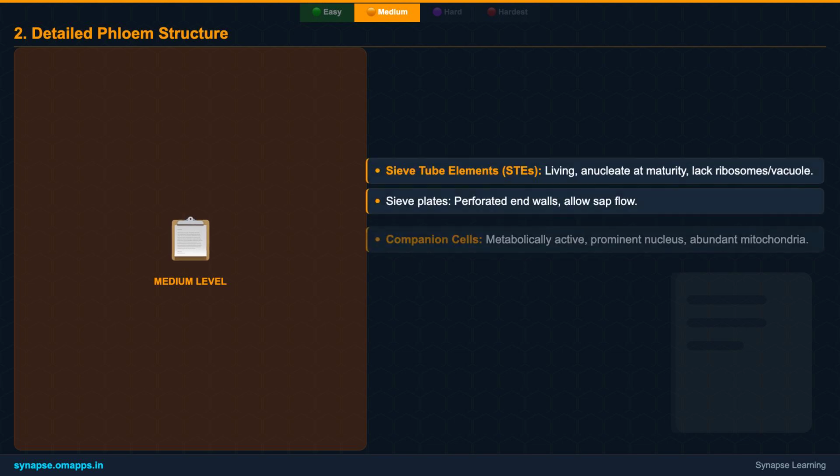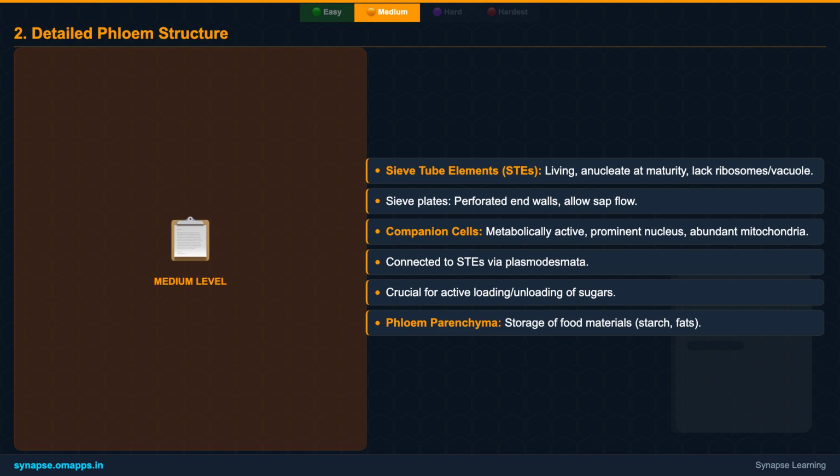Let's revisit the phloem structure with a bit more detail. Sieve tube elements, the main conduits, are unique. They are living cells but mature without a nucleus, ribosomes, or a large central vacuole, which minimizes resistance to the flow of sap. Their end walls, the sieve plates, are crucial, containing pores that facilitate the passage. Closely associated are companion cells, which are metabolically active and essential for the loading and unloading of sugars. These cells are connected to sieve tubes via plasmodesmata, forming a functional unit.